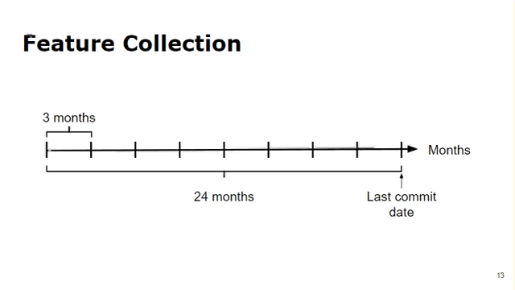Next, we derive temporal series of feature values which can be used by a machine learning algorithm to train on the project evolution. This figure shows the features collected during 24 months in 3 month intervals, counting from the last commit. In this case, we collect 8 data points for each feature.